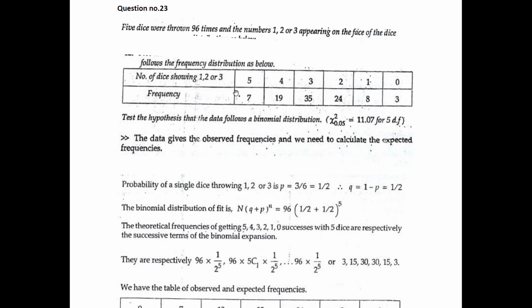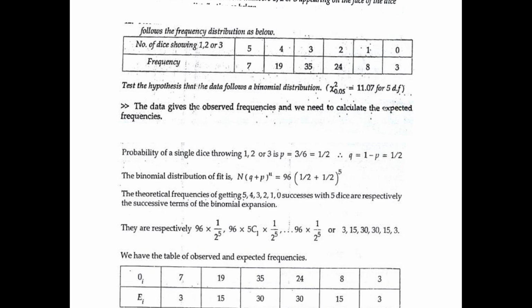We need to calculate the theoretical frequencies. Now, the probability of a single dice showing 1, 2 or 3: either you have to get 1, 2 or 3. When you throw a dice, 6 possibilities are there, in which the favorable cases are 1, 2 and 3. So our probability P is 3 by 6, which is nothing but half. Therefore Q is 1 minus P, which is nothing but half.